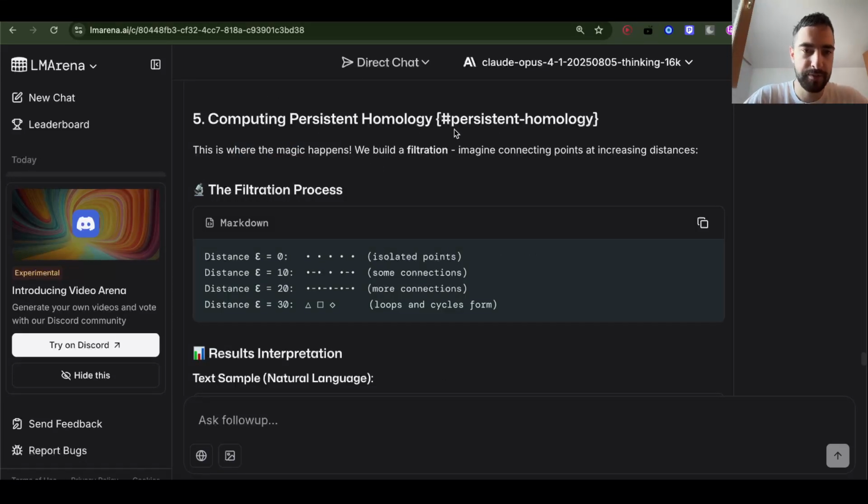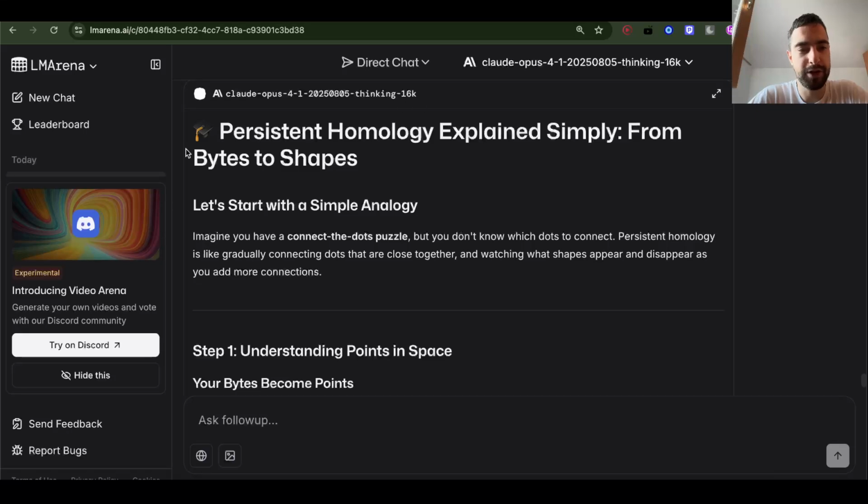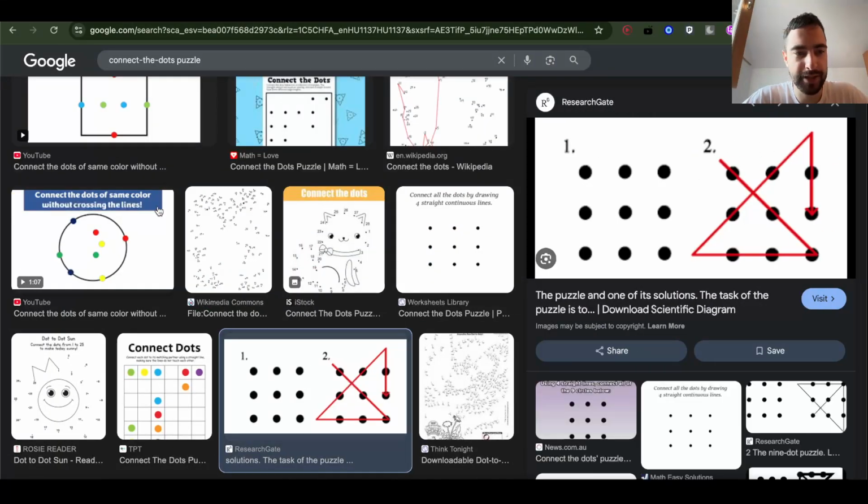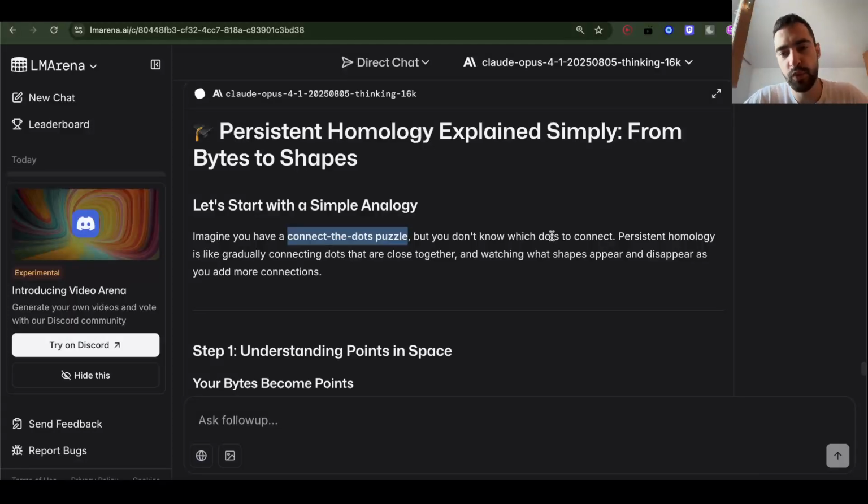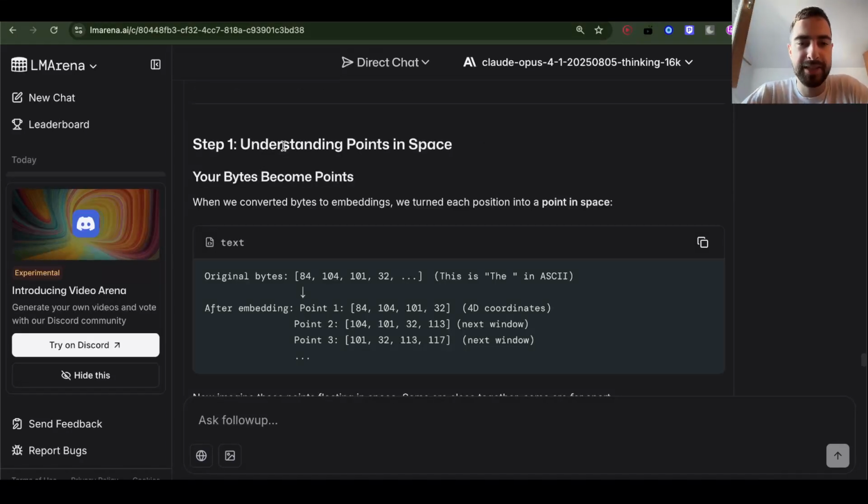Computing persistent homology. This is where the magic happens. We build a filtration. Imagine connecting points at increasing distances. So this is going to be a bit difficult, so I told it to explain it in an even easier way. Let's start with a simple analogy. Imagine you have a connect the dots puzzle, but you don't know which dots to connect. Persistent homology is like gradually connecting dots that are close together and watching what shapes appear and disappear as you add more connections. Step 1, understanding points in space. Your bytes become points. When we converted bytes to embeddings, we turned each position into a point in space.